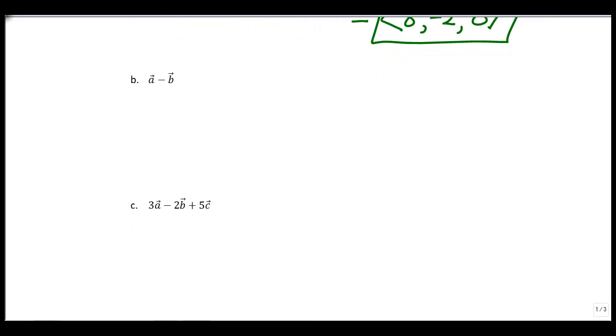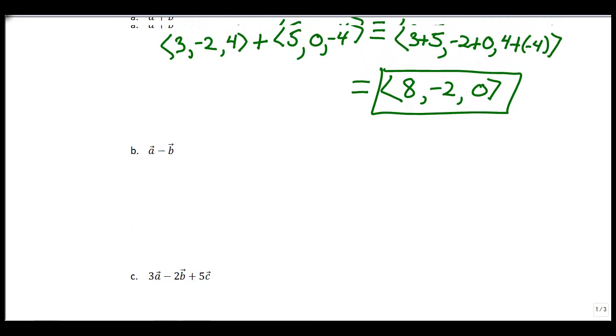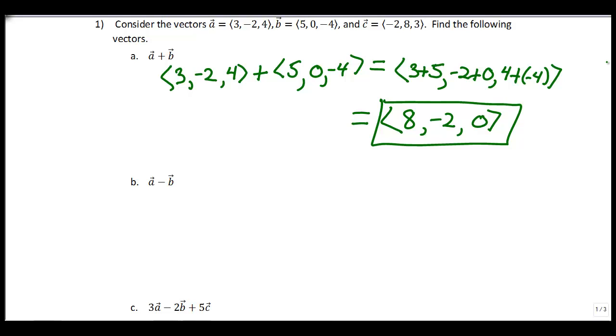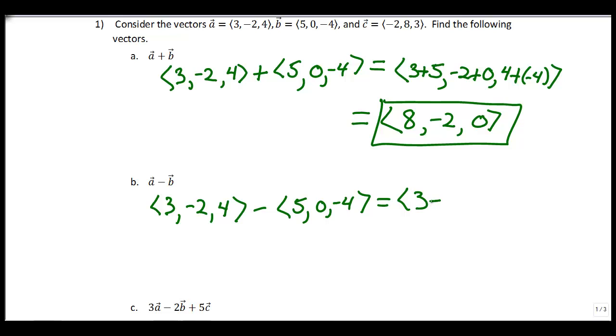Okay, next, we have A minus B. I'm going to scroll back up to remember what A and B are. So this is going to be 3, negative 2, 4, minus 5, 0, negative 4. Just like addition, subtraction is component-wise, but we subtract instead of add. So we get a new vector, 3 minus 5. Then we get the negative 2 minus 0. And then the third component is our 4 minus the negative 4.